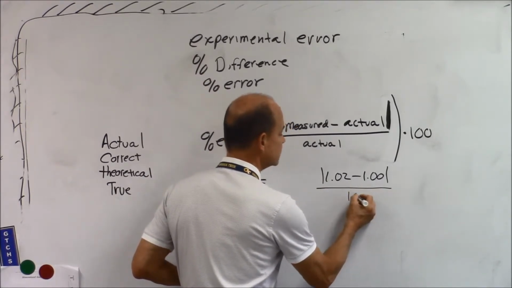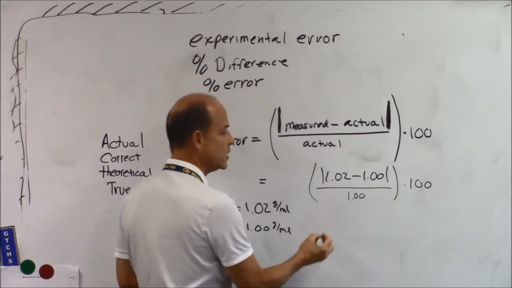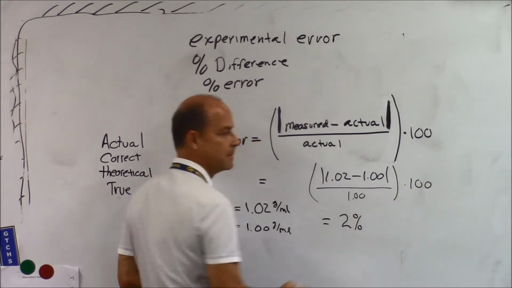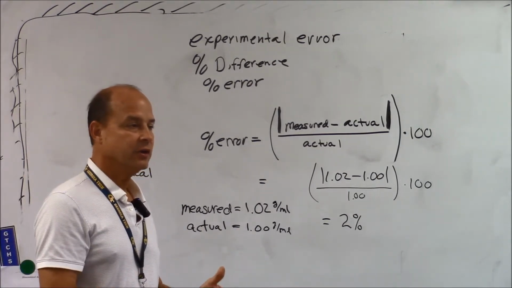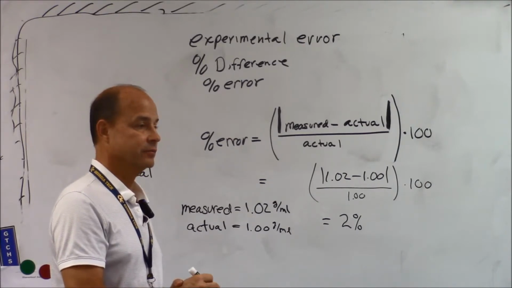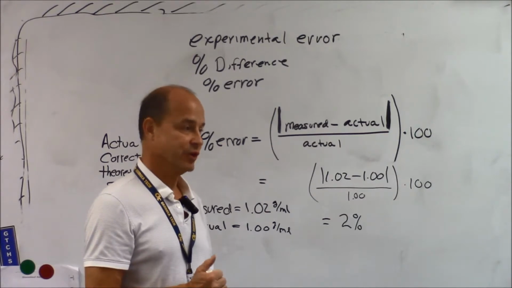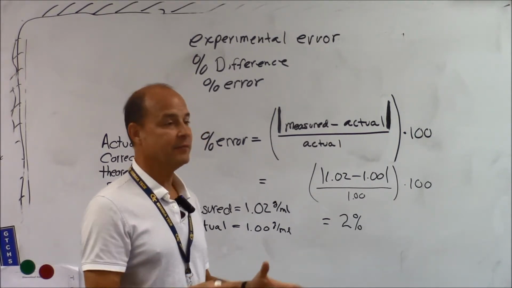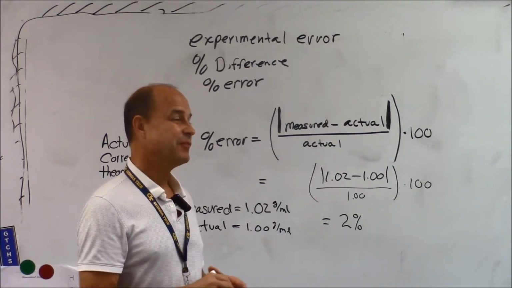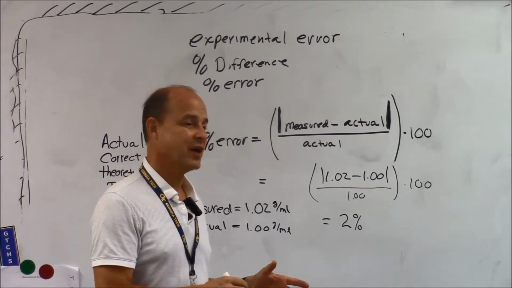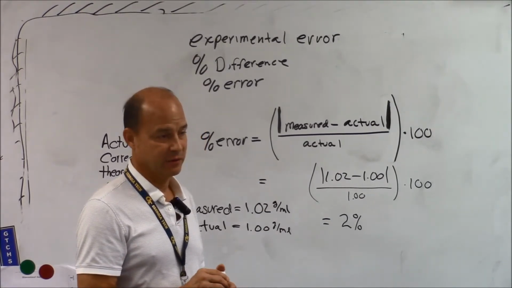Divided by your actual, and times 100. And Ethan, what do you get? 2%. 2% for a high schooler in a high school lab is really, really good. Anything less than 5% experimental error is pretty doggone good. If you get between 10 and 20% or more, that's not very good. If you have 20% experimental error, you have some explaining to do.